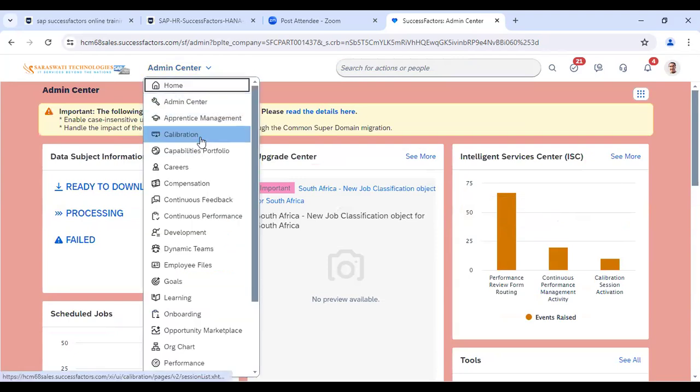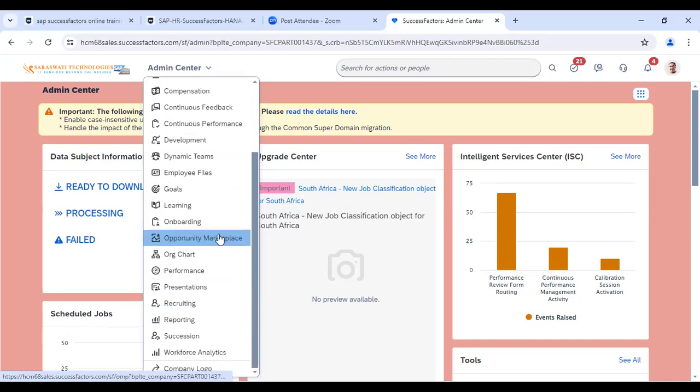Other than this, the calibration, these are all different for the different modules, that is PMGM, careers and compensation, which we are using. Okay. The dynamic teams, what teams we have as of now in the system. Employee file, which I already explained yesterday, and employee profile. Learning tool is totally about what courses we have in the system.